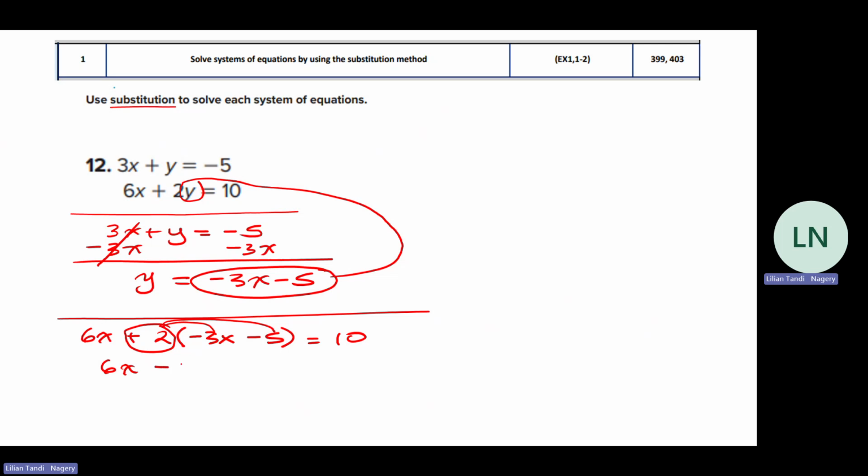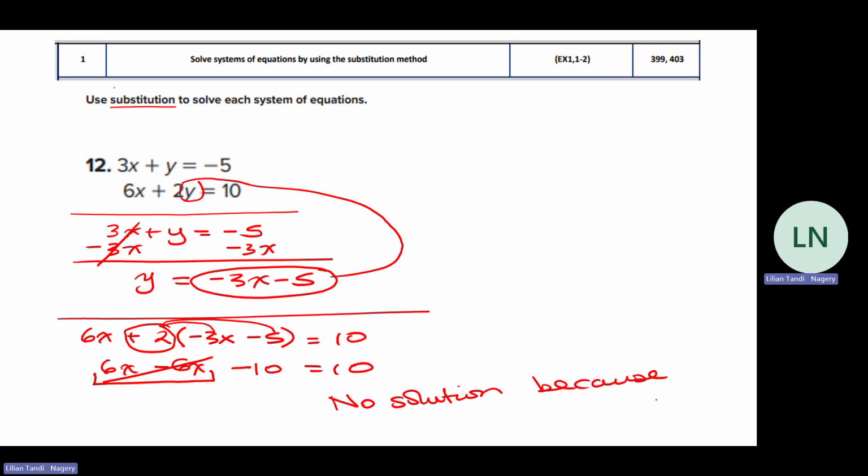6x minus 6x minus 10 equals 10. This part becomes 0. And these two numbers are not the same. -10 and 10 are not the same. So we'll write no solution because -10 is not equal to +10. Okay.